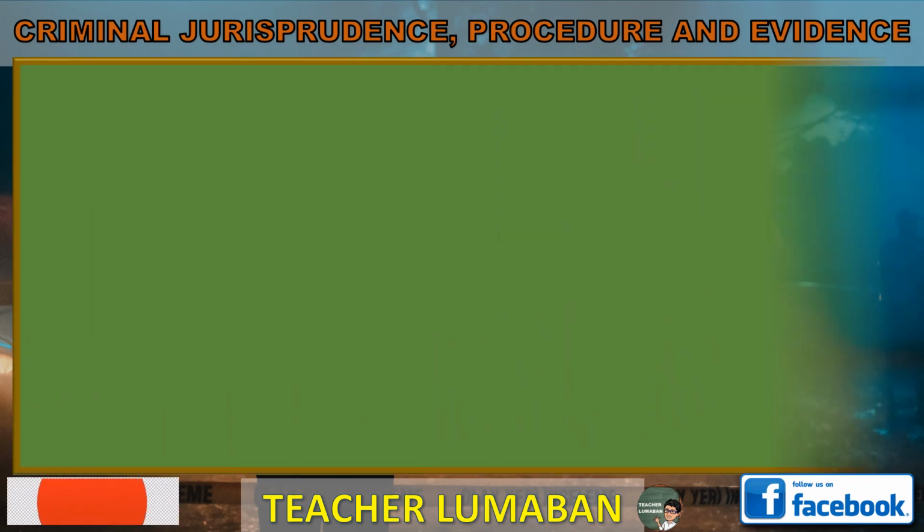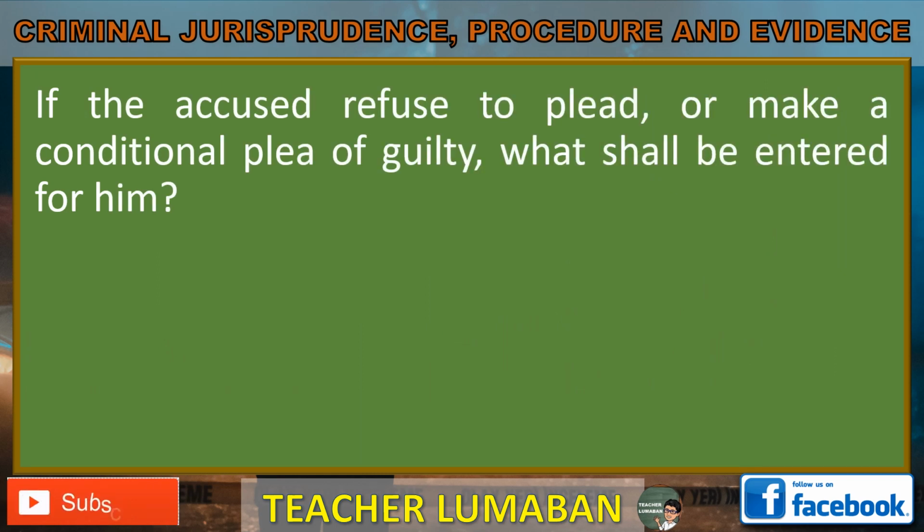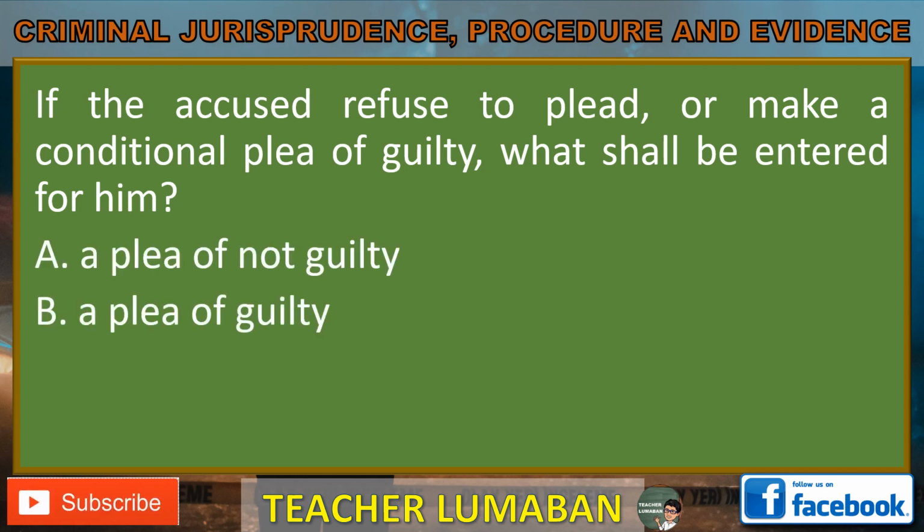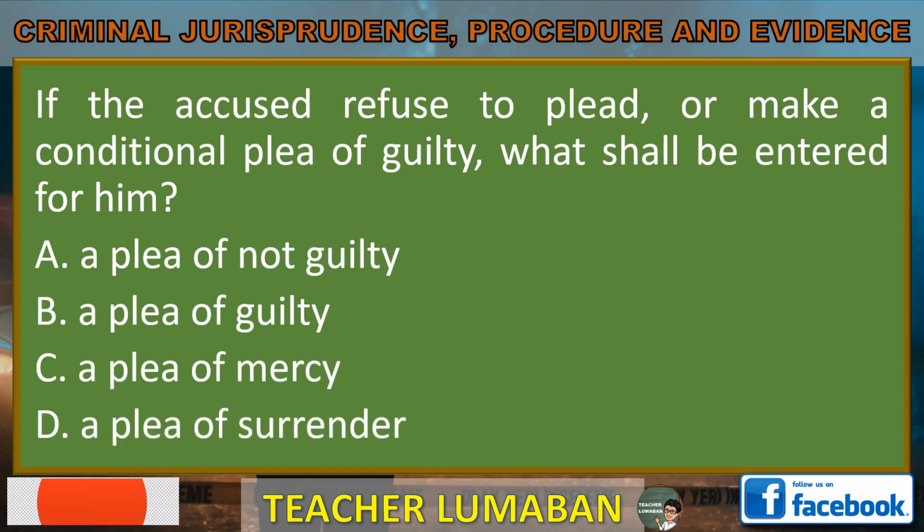If the accused refuse to plead, or make a conditional plea of guilty, what shall be entered for him? Letter A. A plea of not guilty. Letter B. A plea of guilty. Letter C. A plea of mercy. Letter D. A plea of surrender. In the next 5 seconds, select the best response from the available options.